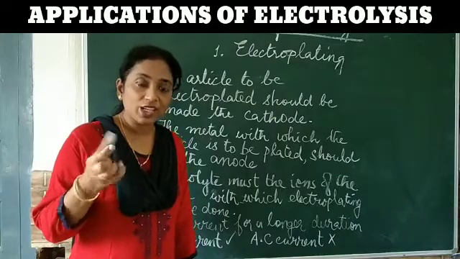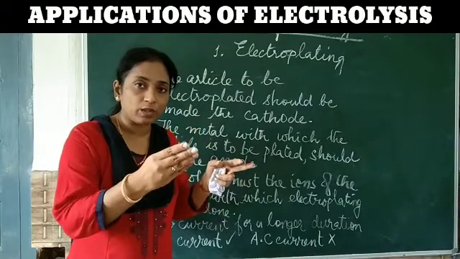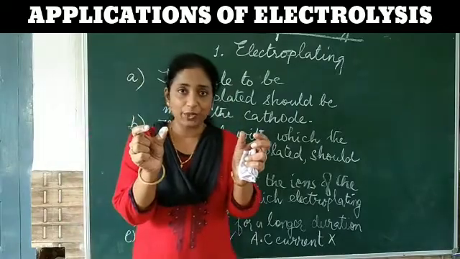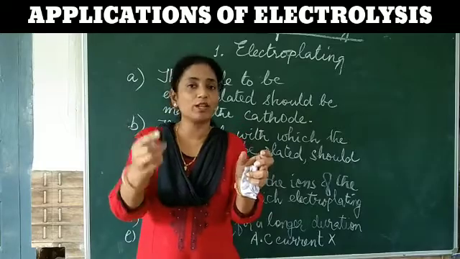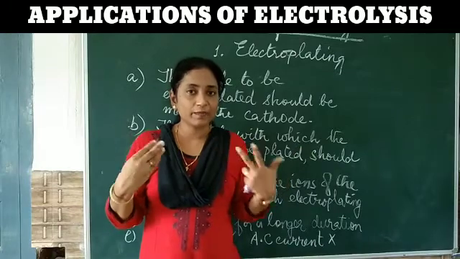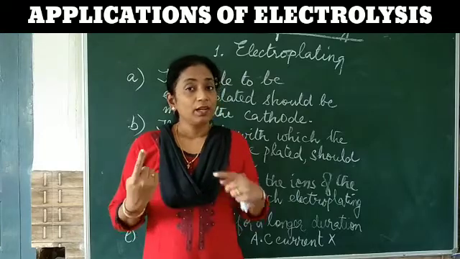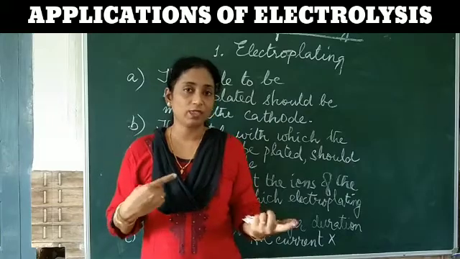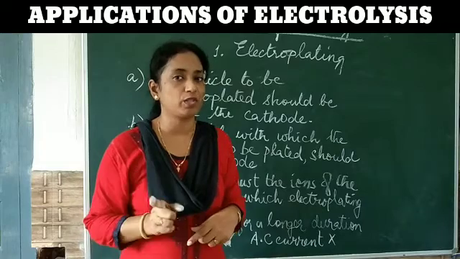Yes, and when the direction keeps changing, what will happen to the electrodes, the cathode and the anode? One moment, if this is the cathode and this is the anode, then the next moment this will become the cathode and this will become the anode, because the direction of the flow of current has changed. So because AC current keeps changing in its direction, the electrodes will also keep changing, cathode and anode. And if the electrode keeps changing, there will be no effective deposition.